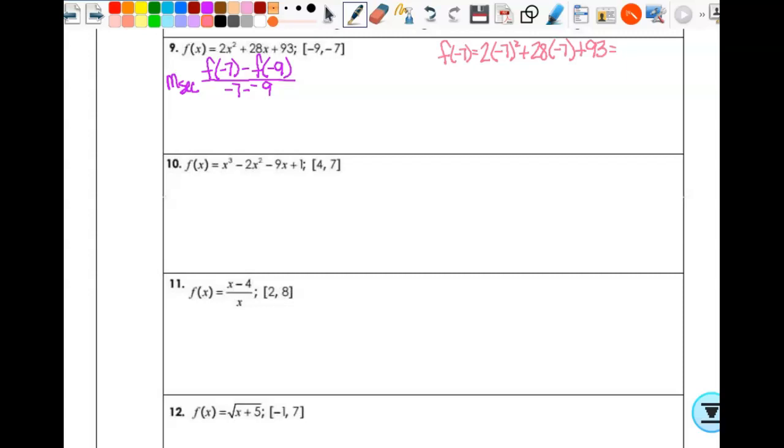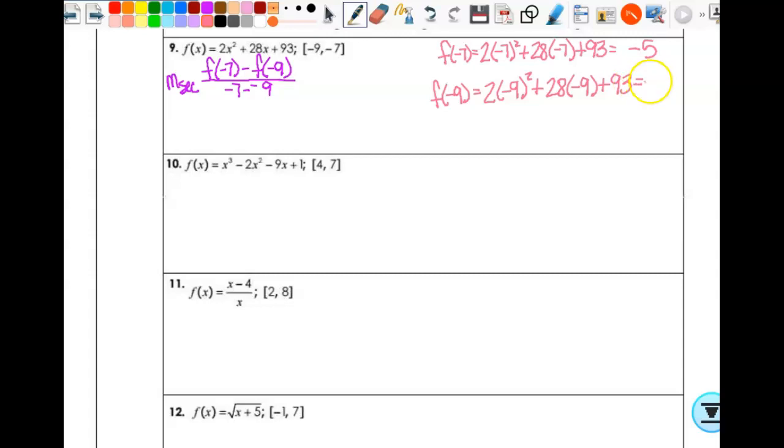Negative 5. Good. So then I also need f of negative 9. That's equal to 2 times negative 9 squared plus 28 times negative 9 plus 93. Now on these calculators, if you just use that big blue button and arrow up, it should let you edit the function, and you could probably just change your negative 7s to negative 9s, so you don't have to retype all that mess. Or you can retype it. I mean, it doesn't matter either way.